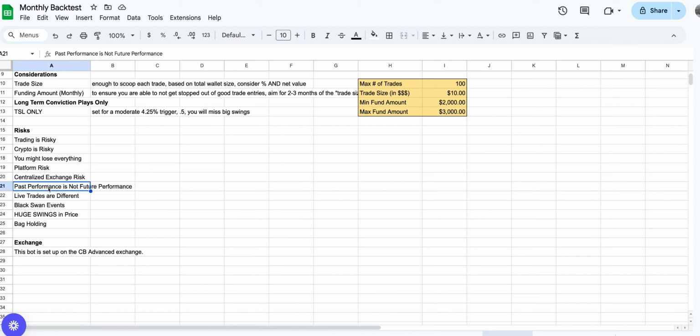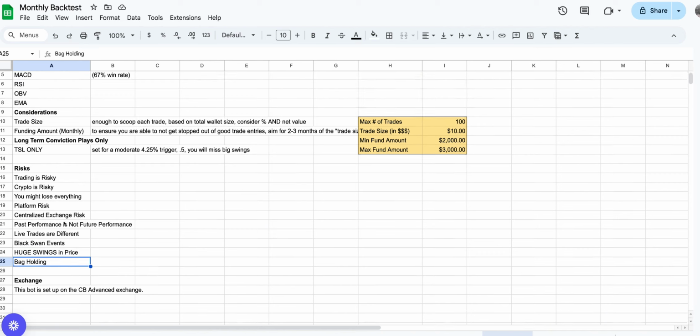Past performance is not future performance. So just because we backtested this, just because we paper traded it and it works, doesn't mean that you're going to actually see the same results. So you need to know that live trades are different. We don't factor in black swan events. Now, I would argue historically, based on our backtesting results, what you'll see here in just a moment, that we actually did factor in black swan events. However, we don't know what's going to happen in the future, so there could be something that completely changes the game. Crypto is known for having high volatility, huge swings in price, and so that's a part of this. There's potential for you to hold bags of things, and so yeah, you just need to know all the risks, and there's probably many more risks.